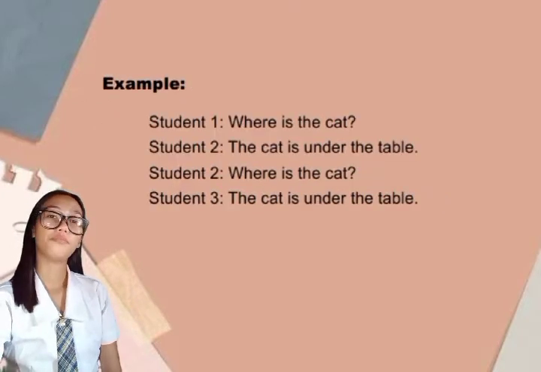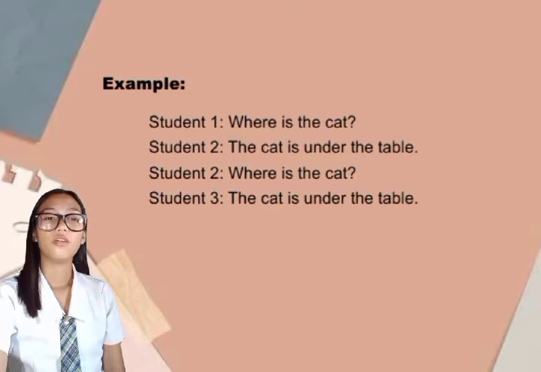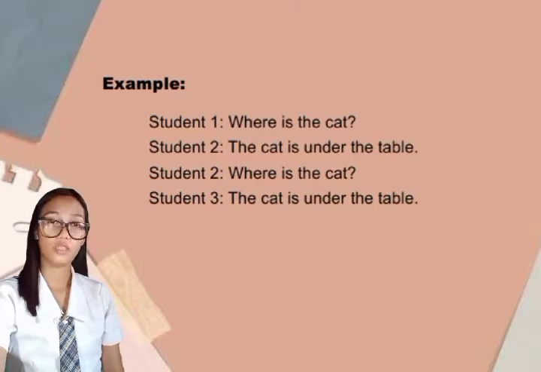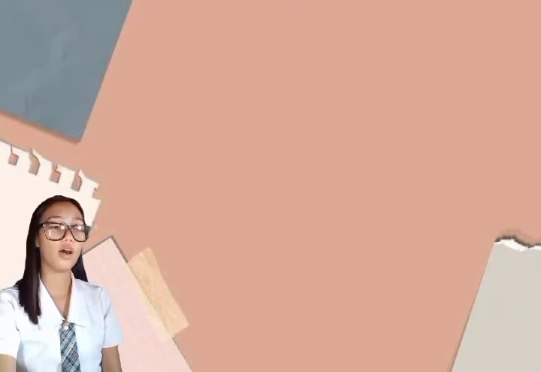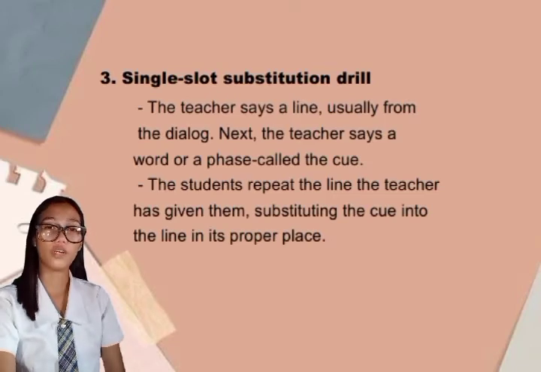Example: Student 1, where is the cat? Student 2, the cat is under the table. Student 2, where is the cat? Student 3, the cat is under the table. And continue. And the third one, or the last one, is the single slot substitution drill.